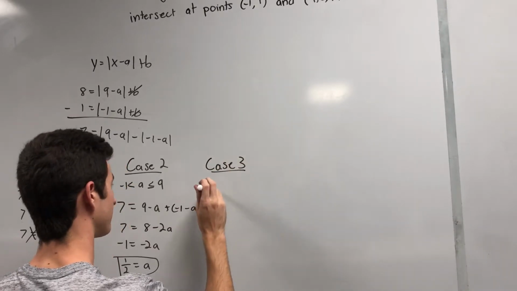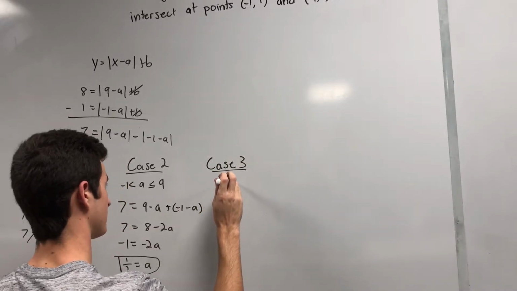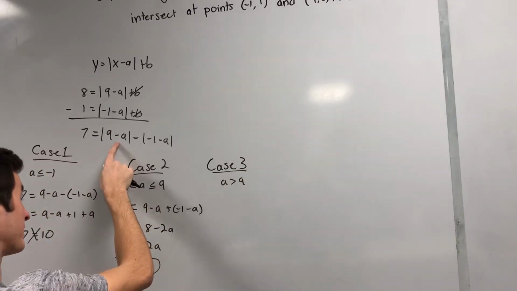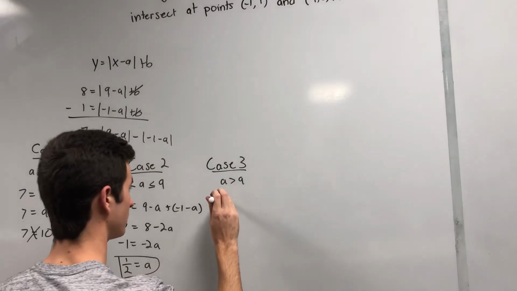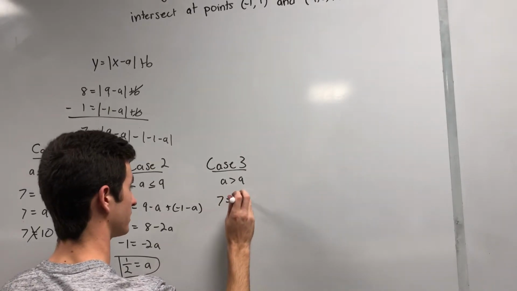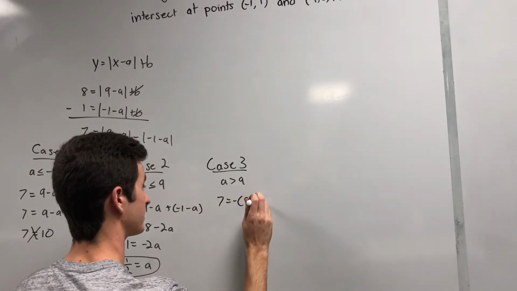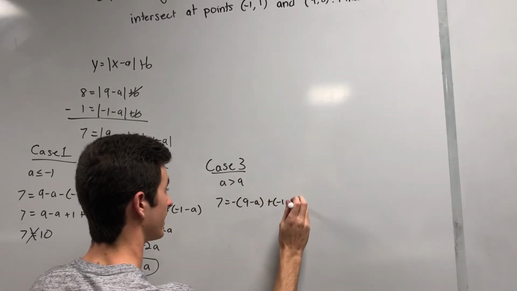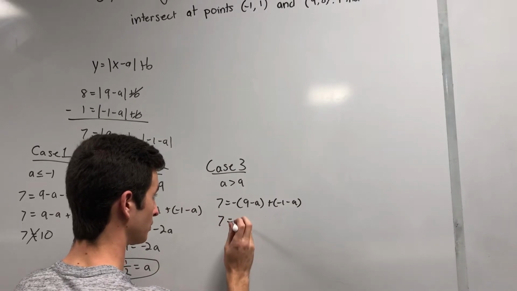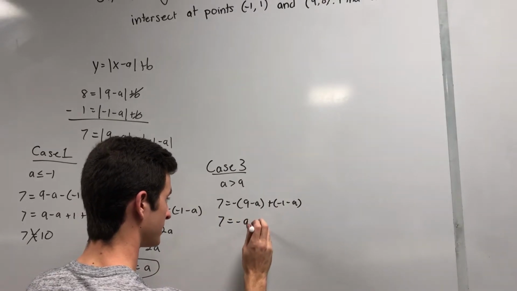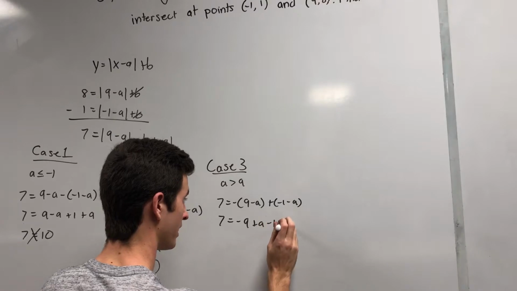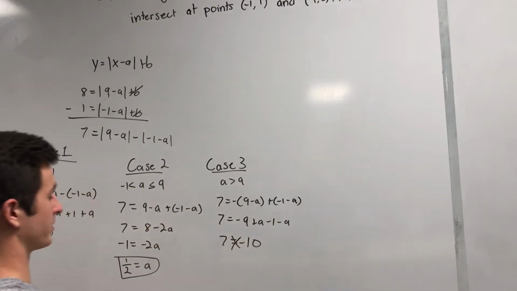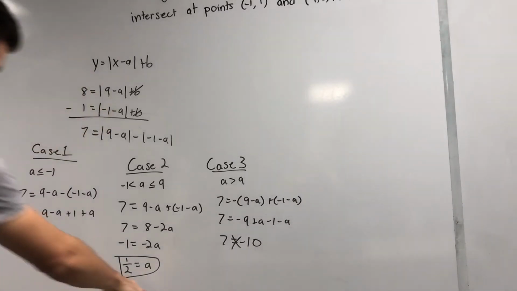Case 3 is if a is greater than 9. That means that this is going to be negative, and this is also going to be negative. So you have 7 equals -(9 minus a) plus (-1 minus a). So 7 equals -9 plus a minus 1 minus a. So 7 equals -10. And that also does not work. So now you have a.